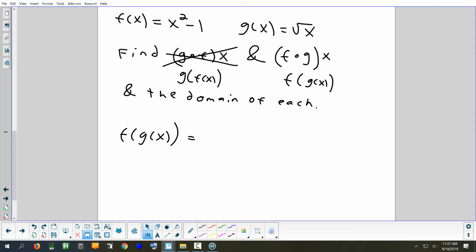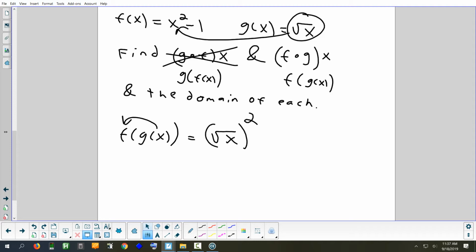So we're going to plug g of x into f. Plug this in right here. We kind of did one like this earlier. So let's see what happens. Plug in square root of x for the variable. So square root of x, squared, minus 1. And what do I get for my final answer? Yeah, x minus 1.